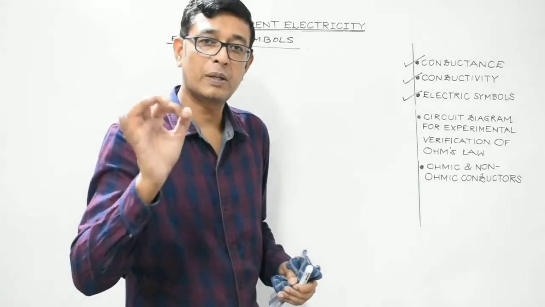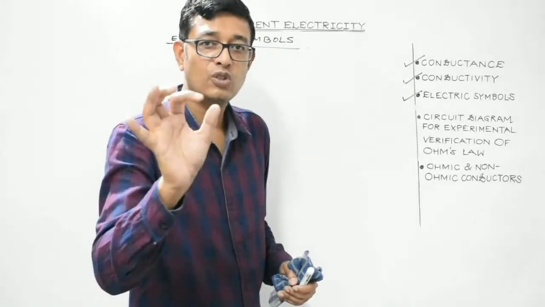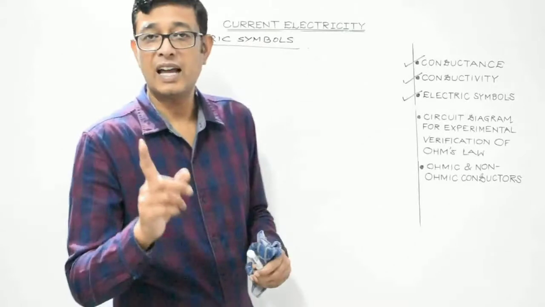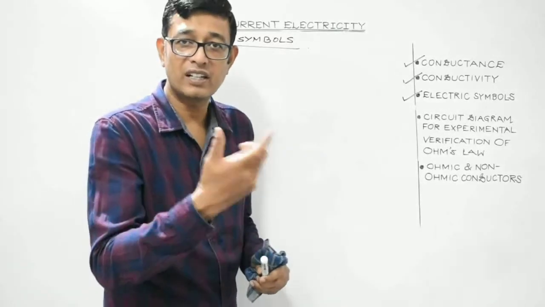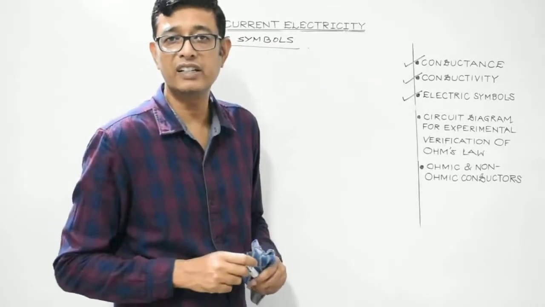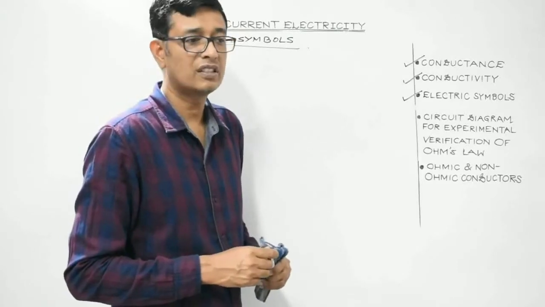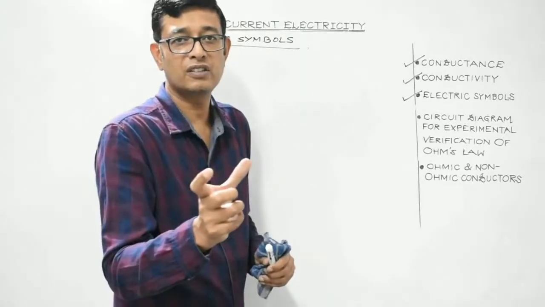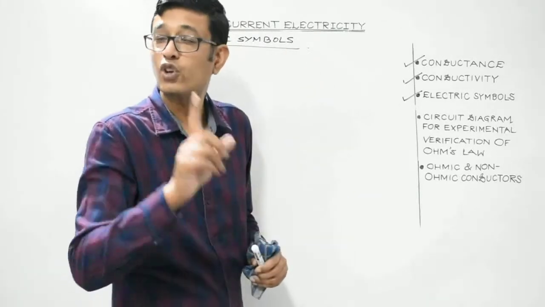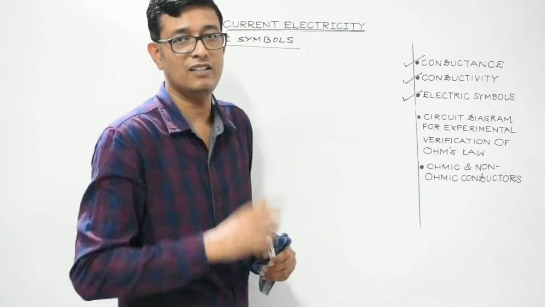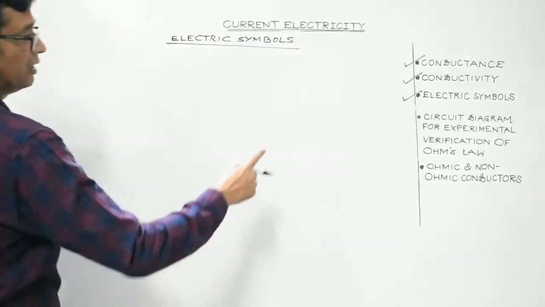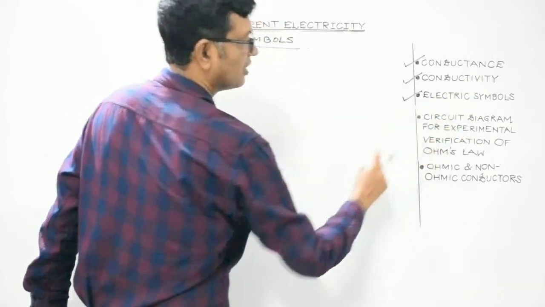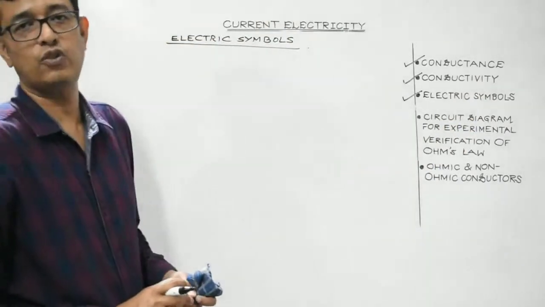But in order to experimentally verify Ohm's law, you need to know the circuit diagram, right? As we have discussed, an ammeter is to be connected to measure the current so that you can note the reading of the current flowing through the circuit at any given instant of time. And the voltmeter measures the potential difference across the ends of a conductor. It is always, students, connected in parallel, right? So we have completed the electric symbols. Now we will discuss the circuit diagram for experimental verification of Ohm's law.